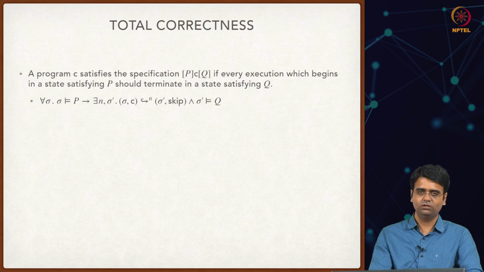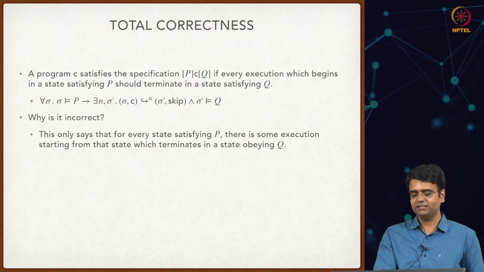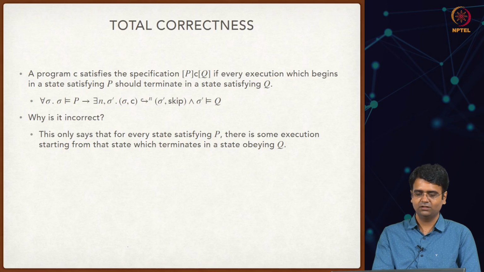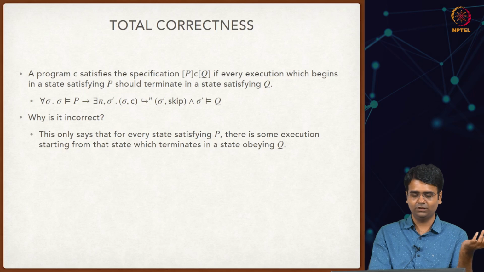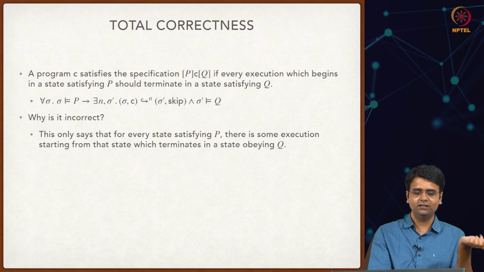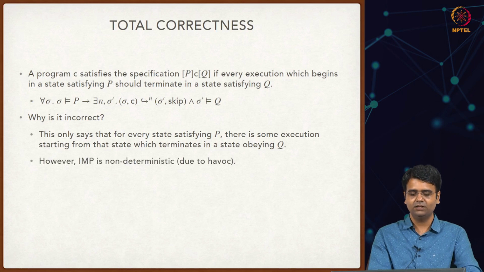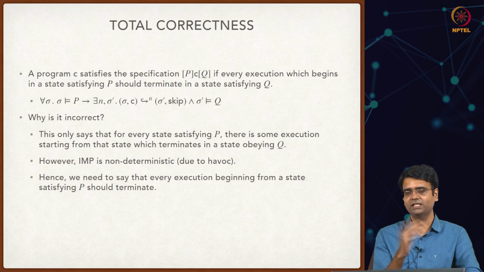So to summarize, this particular formulation is incorrect, and it is incorrect because it says that for every state satisfying P, there is some execution which starts from that state and which terminates in a state satisfying Q, but it doesn't say that all executions which start from a state in P terminate. IMP is non-deterministic, because of which there could be some executions which start from a state in P and terminate, but there are also executions that don't terminate. So these are separate executions, where one execution terminates and one execution does not terminate.